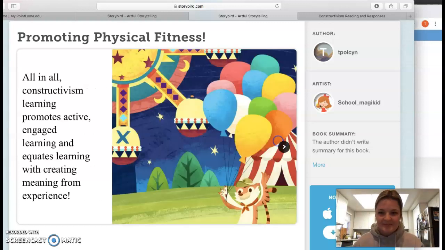So all in all, constructivism learning promotes active, engaged learning and equates learning with creating meaning from experience. When we first saw that last sentence in the clip that you had us watch about constructivism, I was a little confused. However, after doing this full story, I see that equating learning with creating meaning from experience means that in my story, the physical education is the meaning, and then they're going to actually promote a physical activity, and that's going to be the experience that they're learning from.